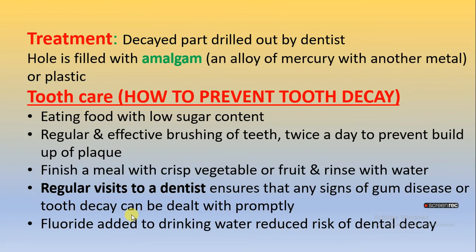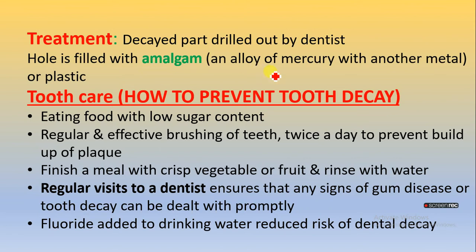Now, what are the methods of treatment of tooth decay? You find out that the decayed part is drilled out by the dentist, and the hole is filled with amalgam, which is an alloy of mercury and another metal, or plastic. That's the major method of treatment. However, there are ways in which you can prevent tooth decay.